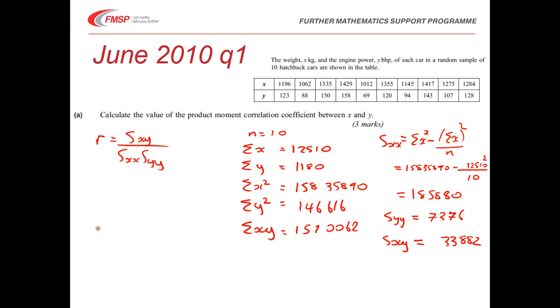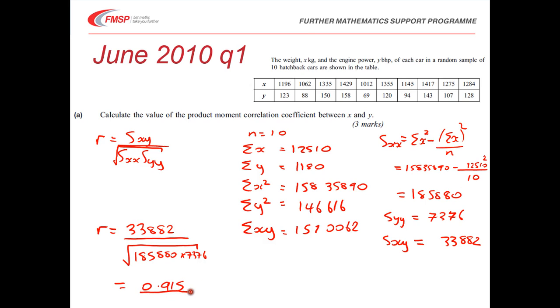So we're now in a position where we can work out r. Again, it's just getting the right numbers in the right place. Oops, I forgot my square root. There we go. So 33882, all divided by the square root of, it doesn't really matter which way around these go, 185880 times 7376, and that's going to give me my PMCC, 0.915.